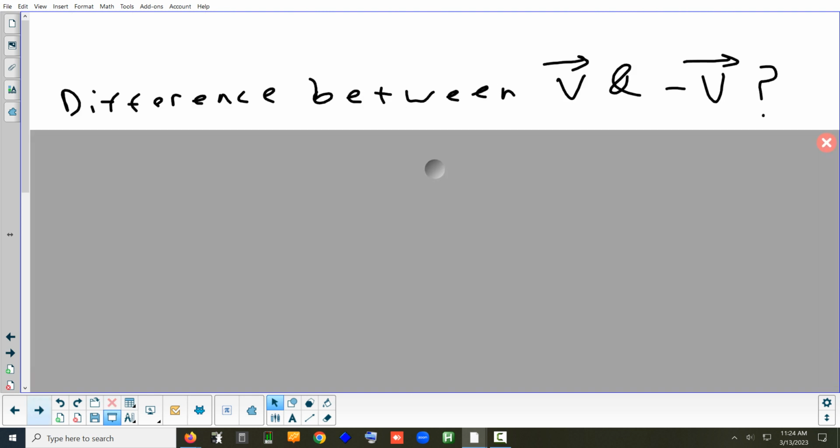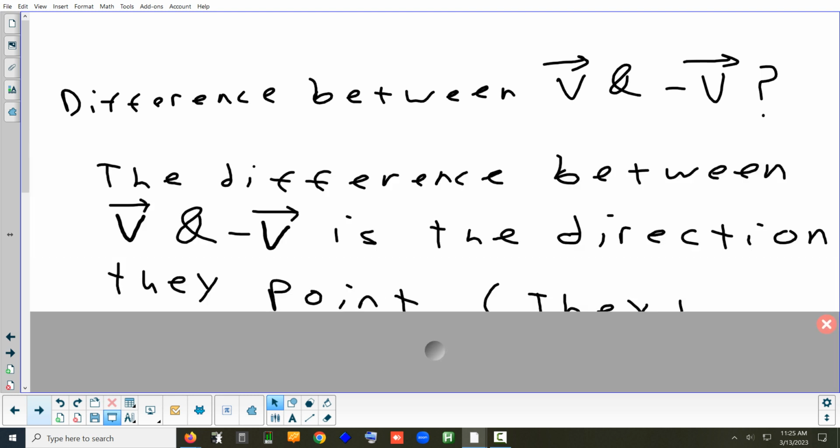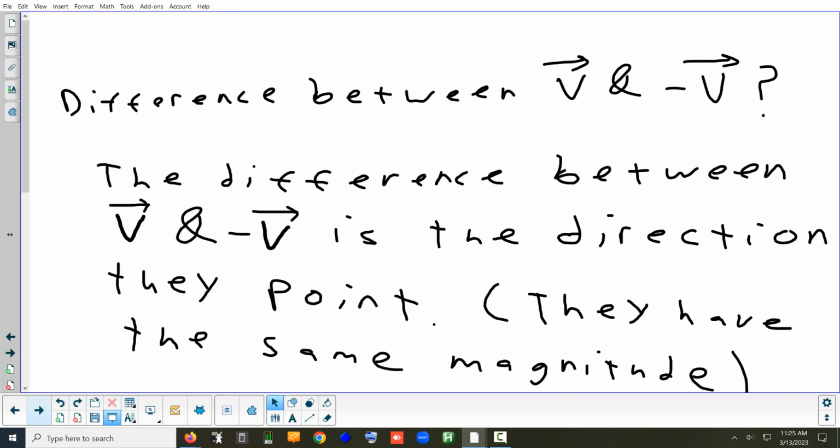All right, so what do you think the difference would be between vector v and the negative of vector v? Opposite direction. Okay, what would be the same? Magnitude is the same. So the difference is the direction they point. And can anybody be more specific about the direction they point compared to each other? Is it reversed? Or the opposite? Yeah, it's exactly 180 degrees opposite direction.